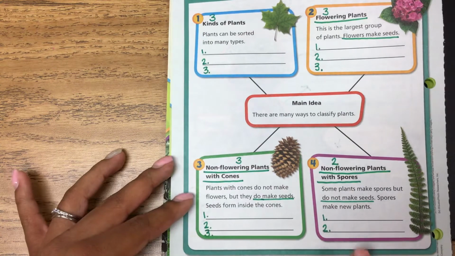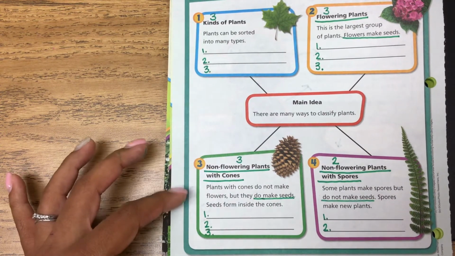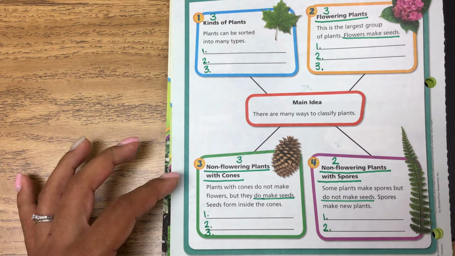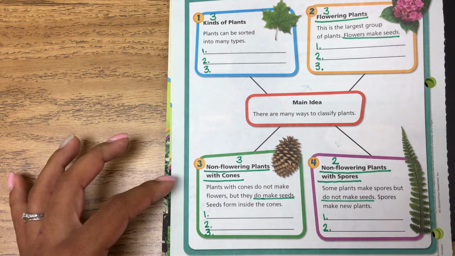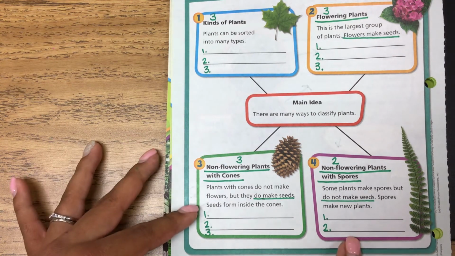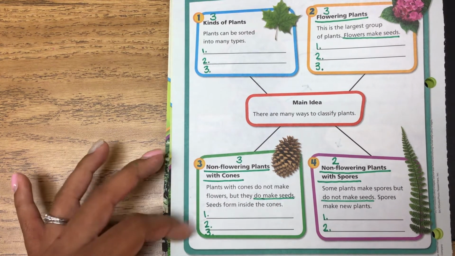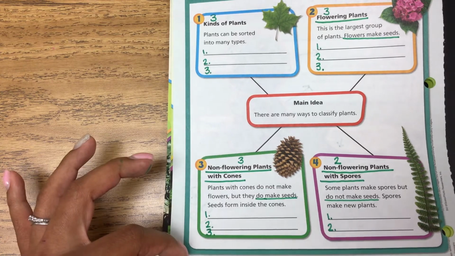And then lastly, number 4, non-flowering plants with spores. Some plants make spores, but do not make seeds. Spores make new plants. This time, go ahead in your text and only find 2 examples that we read about of non-flowering plants with spores.